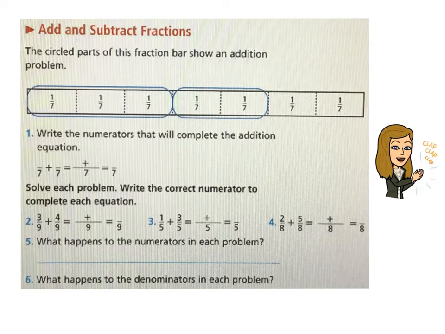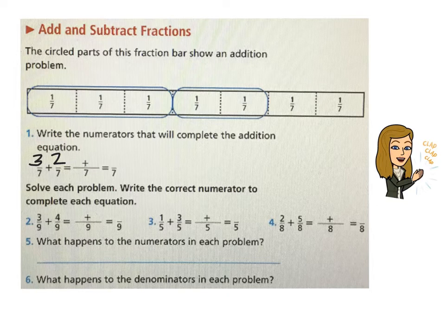So here's an example problem where we actually have a visual as well. The circled parts of this fraction bar show an addition problem. So here you see we have a chocolate bar that's been split into 7 equal pieces. That's why each piece represents 1/7 of the chocolate bar. So first they circled 3 of those pieces. So that would be equal to 1, 2, 3/7. Then they went ahead and circled 2 more pieces in a separate group. So that means 2/7 have been added on to the original 3/7.